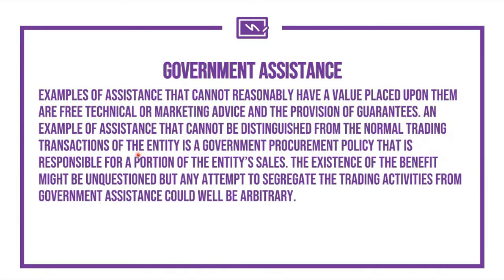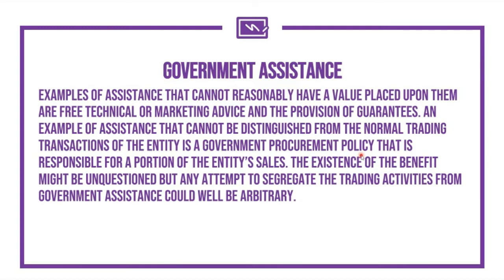So what are examples? It says here, examples of assistance that cannot reasonably have a value placed upon them are free technical or marketing advice and provisions of guarantees. An example of assistance that cannot be distinguished from the normal trading transactions of the entity is a government procurement policy that is responsible for a portion of the entity's sales. So basically, in this example, yes, the entity was able to generate sales, but the generated sales are actually from a government procurement policy. So this came from a bidding process.